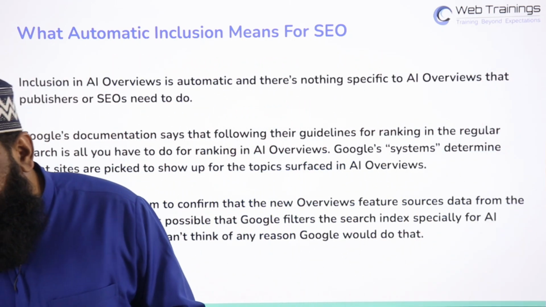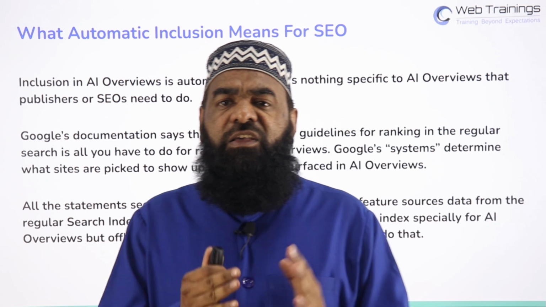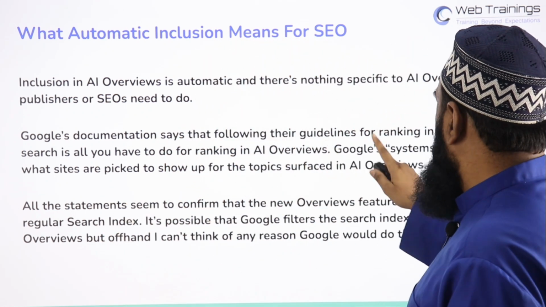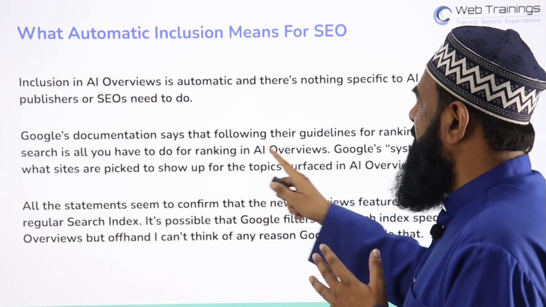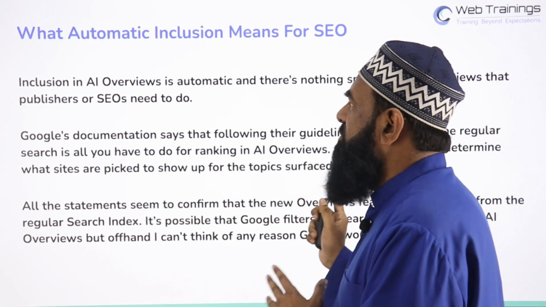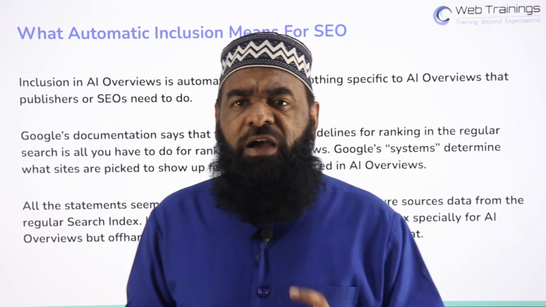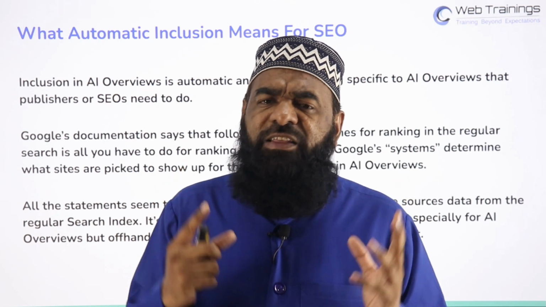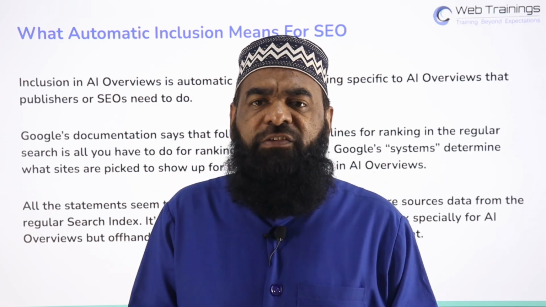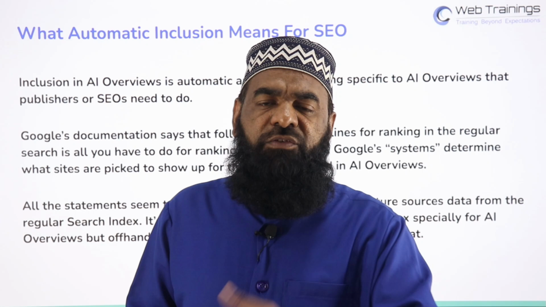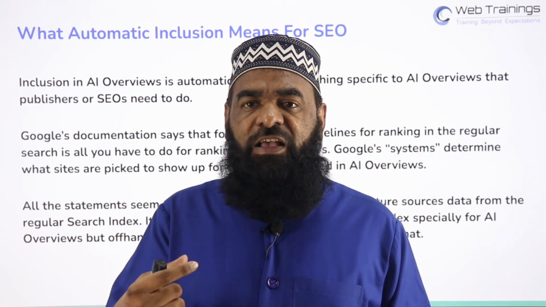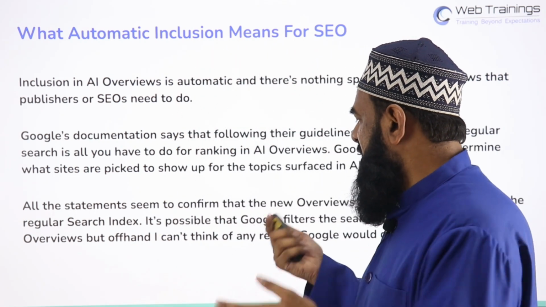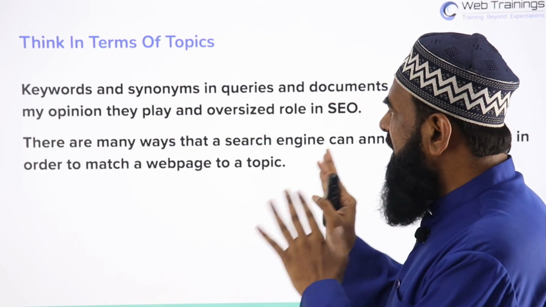Now, as I said, when this data is automatically collected by Google, Google documentation says that following their guidelines for ranking in regular search is all you have to do for ranking in AI overview. What that means is, if you have optimized your website content for regular SEO, there is a very high probability and chance that your articles and your content will rank in AI overview along with the links as well. So you can grab the traffic from there as well. That's what the Google statement is all about. Now, think in terms of topic.